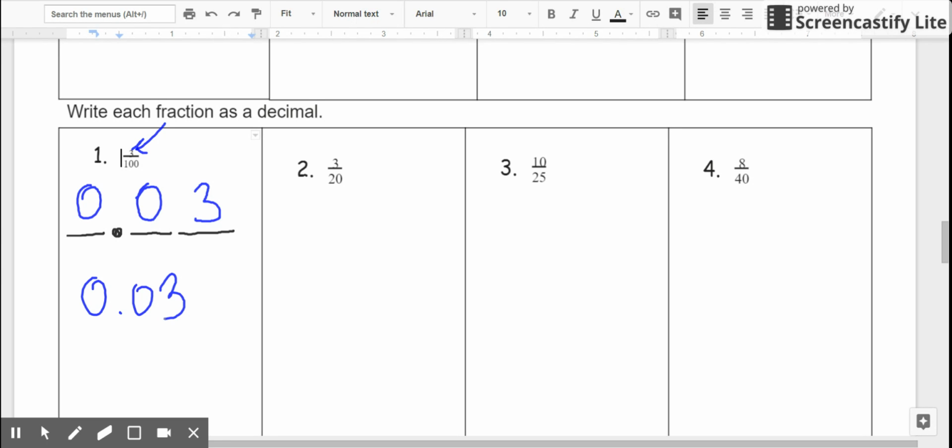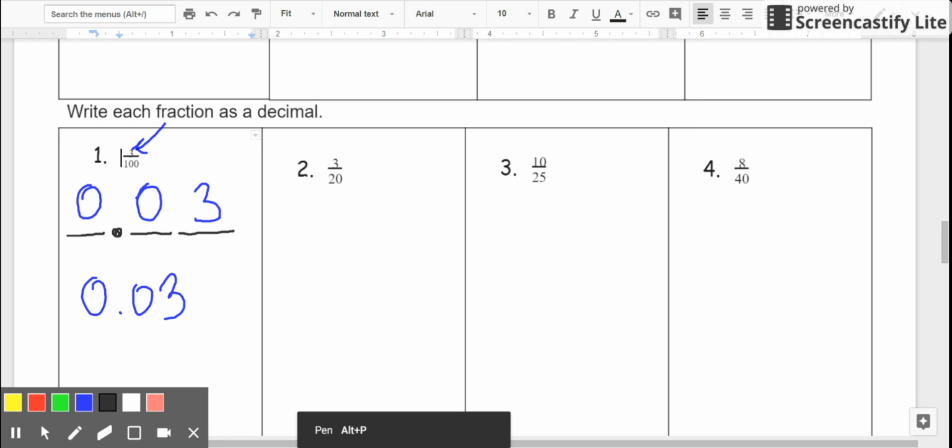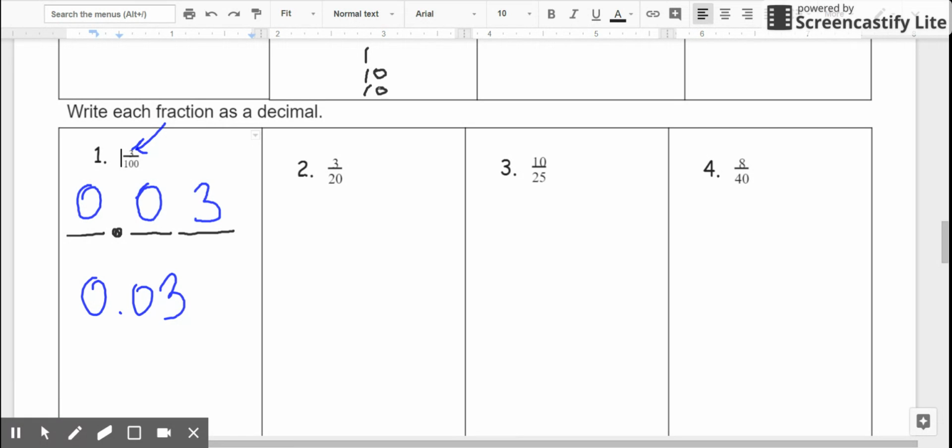For number 2, I can't do anything yet because I need my denominator, my number on bottom in my fraction, to be a power of 10. What do I mean by a power of 10? Well, it could be 1, it could be 10, it could be 100, it could be 1,000, it could be 10,000. The key is that it's 1 followed by a bunch of zeros.